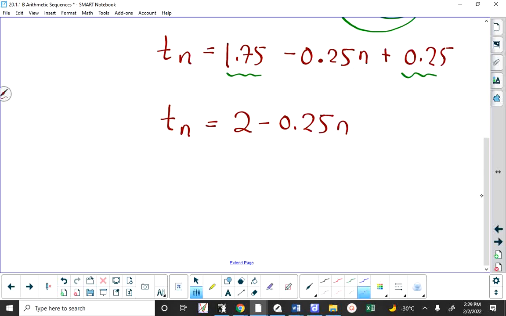Help me out here. Does this question say for part B we want to find the 40th term as well? So you put 40 in for n and you calculate it. I mean, getting the formula is the math. The rest is kind of just a calculation.